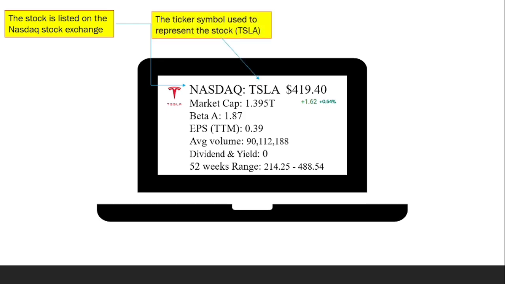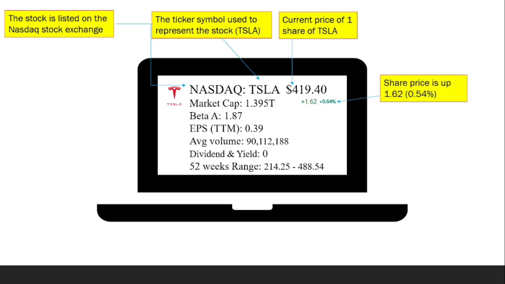What next? The Tesla stock is abbreviated and represented in this way. So this is the ticker symbol used to represent the stock Tesla. What next is the dollar 419.40. This is the current price of one share of Tesla. And then there is a very small writing here. We usually see plus or minus 1.62, and very close to that they give a percentage. That means the share price increased, or is up, 1.62 or 0.54% today.